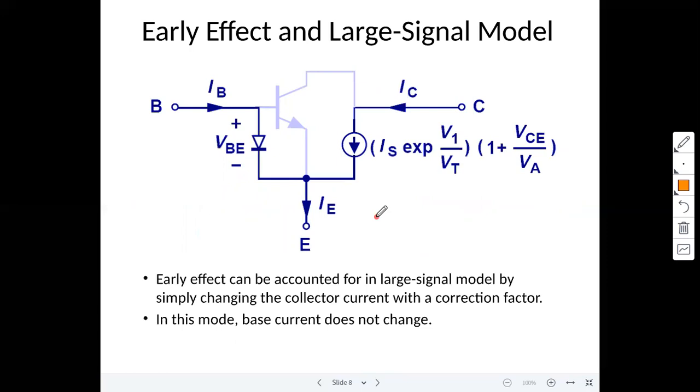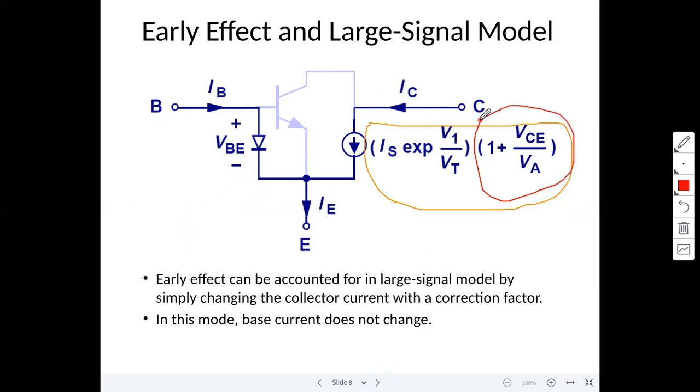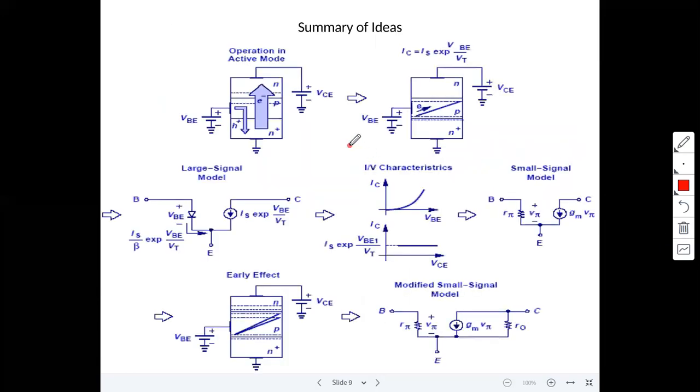Now coming to the large signal model with early effect, the only change is that the collector current expression is different. Previously, it was Is into e power V1 by Vt. Now an extra term is added, which is 1 plus VCE by VA, where VA is the early voltage. Okay, this is the summary.